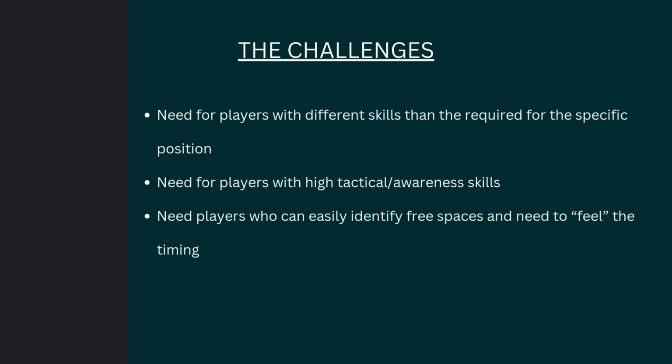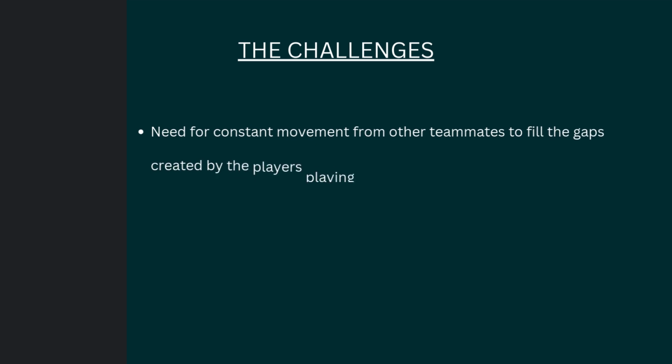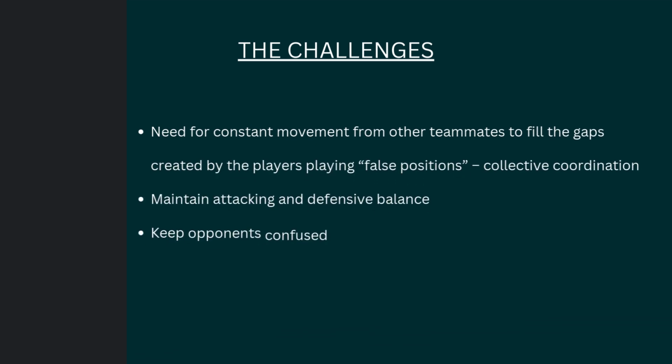Another challenge has to do with communication between the players. In order for this tactic to be fully effective, it requires constant movement from teammates to fill the gaps created by the players in false positions. This is called collective coordination. This will allow the team to maintain both attacking and defensive balance while keeping the opponents confused. Any lack of communication makes the tactic ineffective.